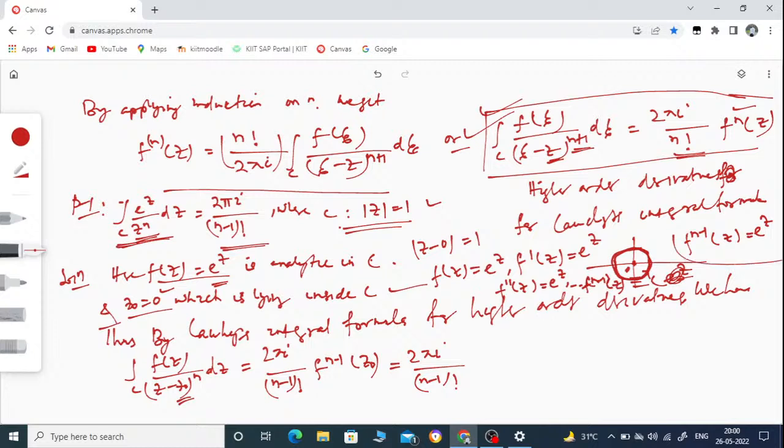In place of z I will put z naught, so this is e to the power z naught. So this will be 2 pi I by n minus 1 factorial, and z naught is 0, so this will be e to the power 0, which is 1. So this is 2 pi I by n minus 1 factorial, only this much.